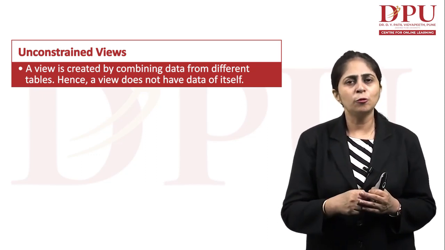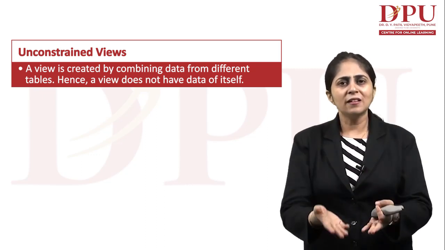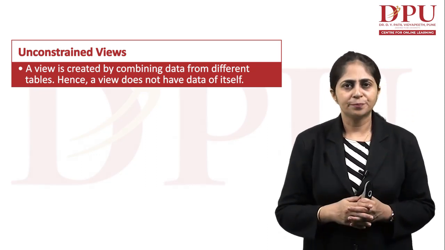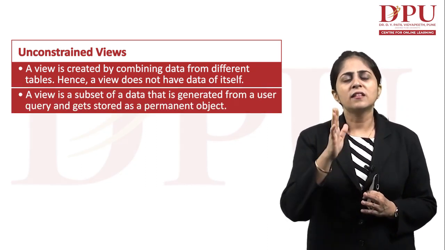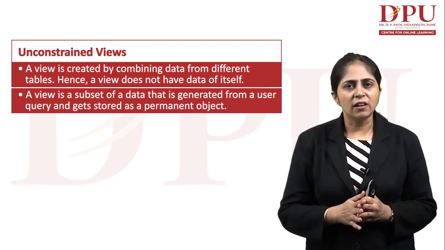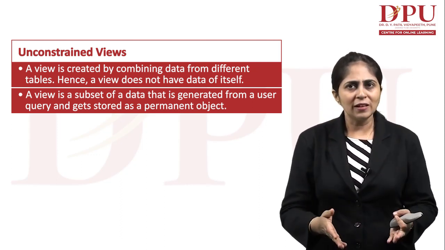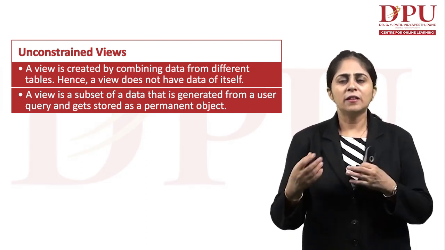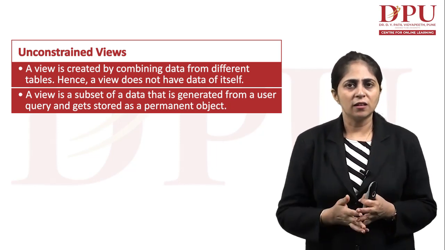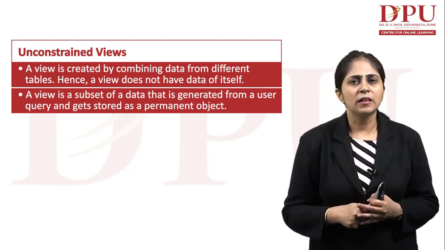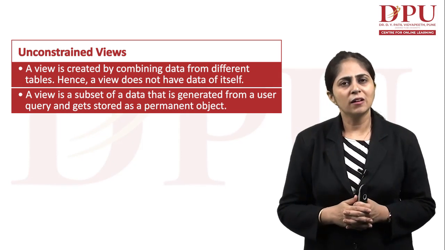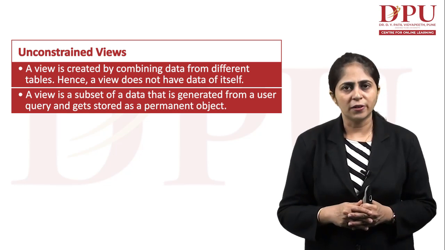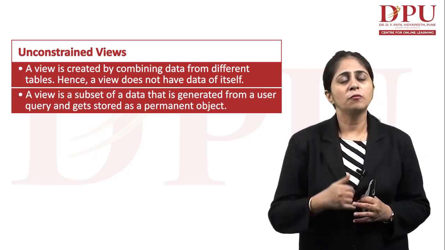What will this view do? It will just represent the data to us, and this data will be accessed from the tables. So a view is a subset of data that is generated from our user query and gets stored as a permanent object. That means whenever a user generates a query, in response to that query a particular view of data gets created and gets stored in memory as a permanent object. So that is what a view is.